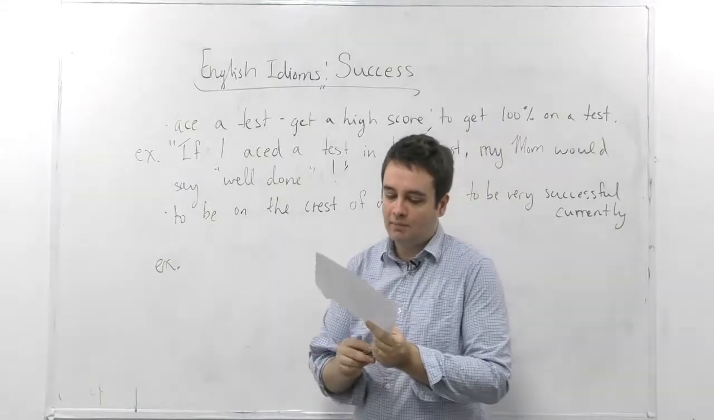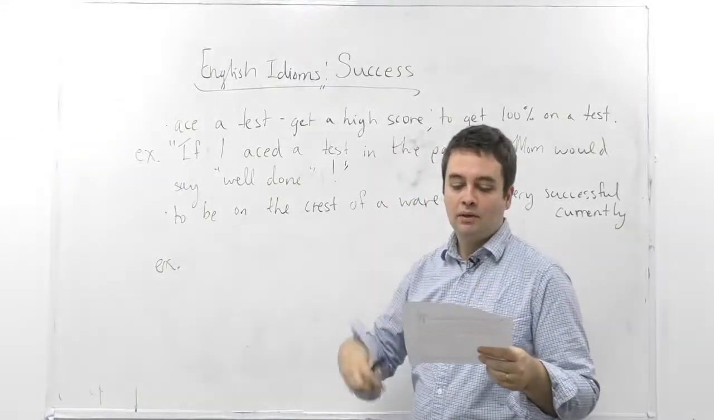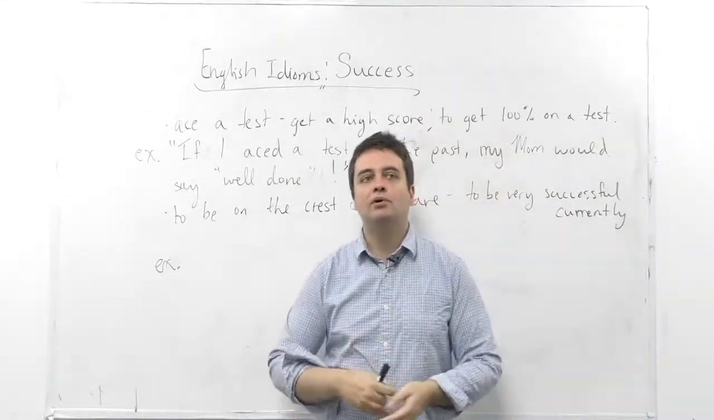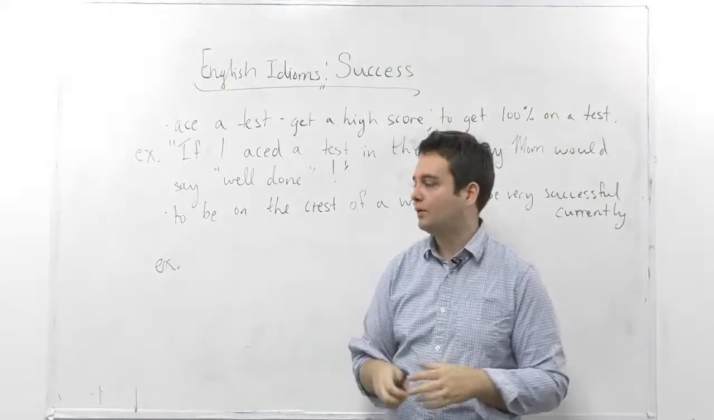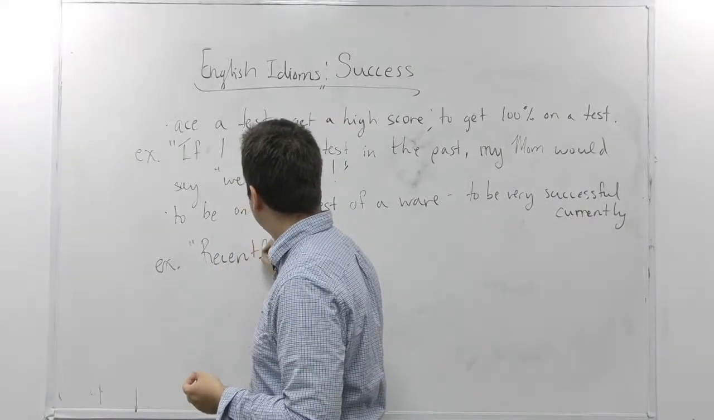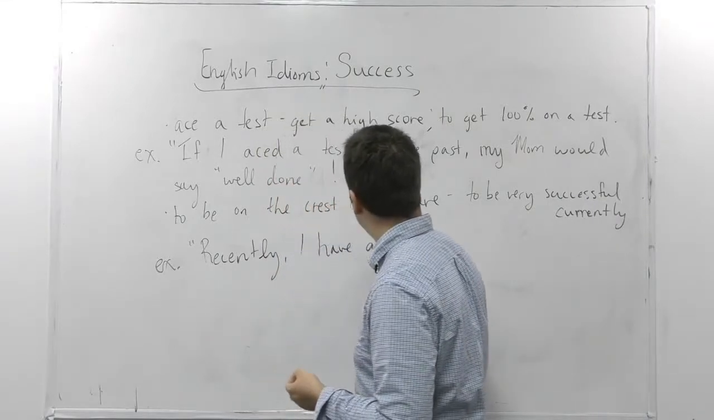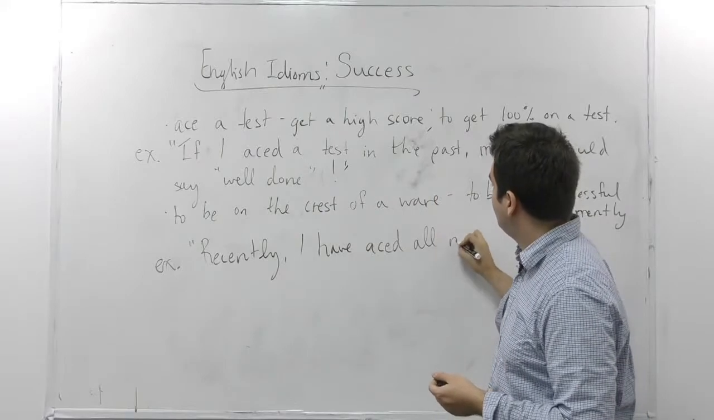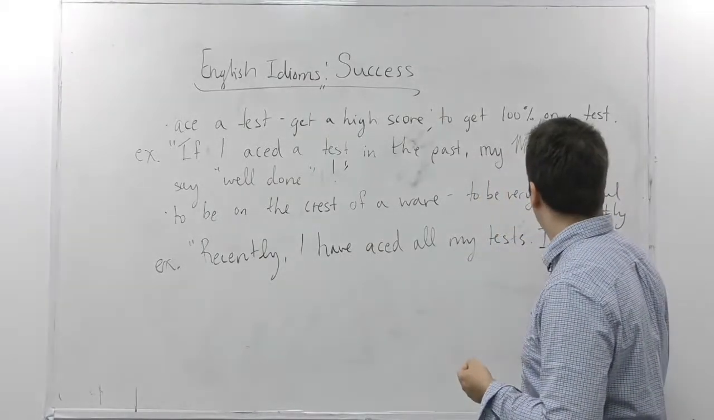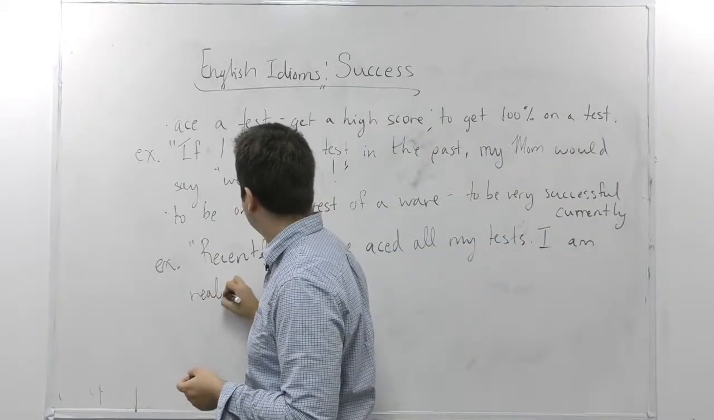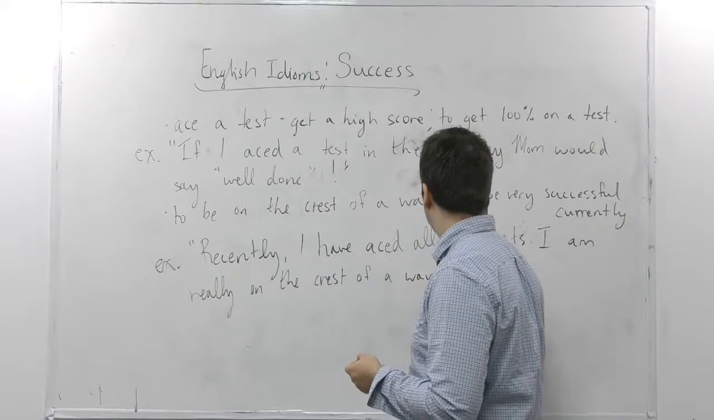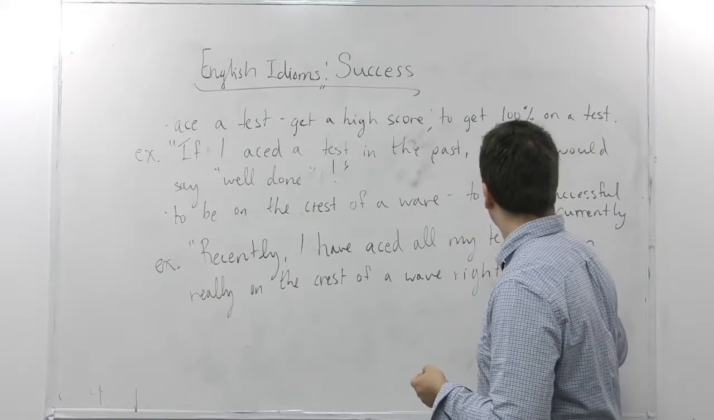Like the example here is not bad. Maybe this person is talking about their company and their products. They're like, our products are very successful. We're on the crest of a wave right now. Like we're selling a lot of our products. We're really profitable. Like this is going really, really well, right? So let's say here, if you're a student though, maybe you say something like, recently, I have aced, past tense, all my tests. So you've gotten 100% on all your tests. Awesome, right? Then you could say, I am really on the crest of a wave right now. So you're doing really well right now.